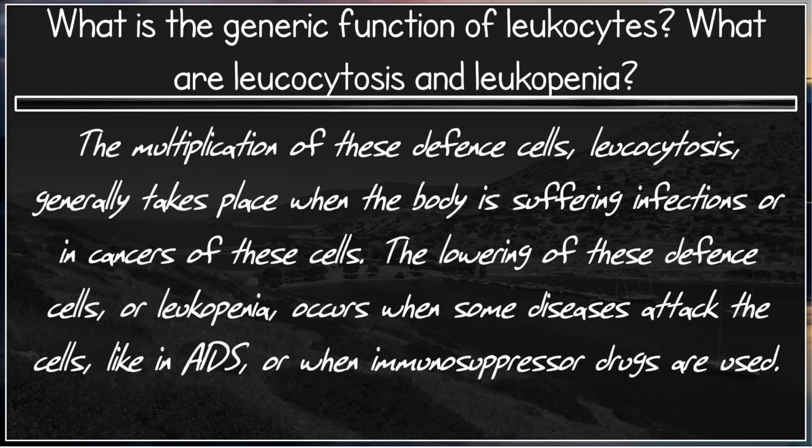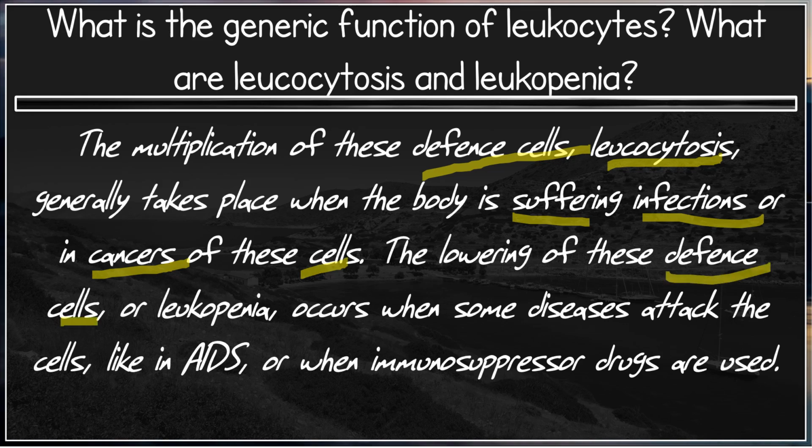The multiplication of this defense cell, leukocytosis, generally takes place when the body is suffering from infection or in cancers of these cells. Lowering of these defense cells, or leukopenia, occurs when some diseases attack these cells, like AIDS, or when immunosuppressor drugs are used.